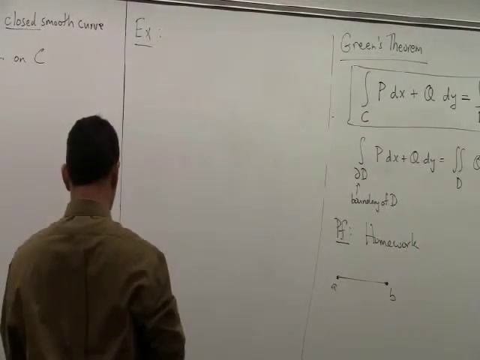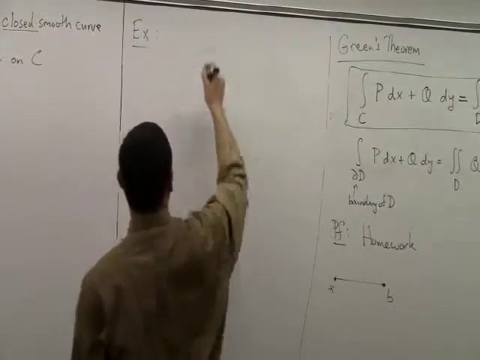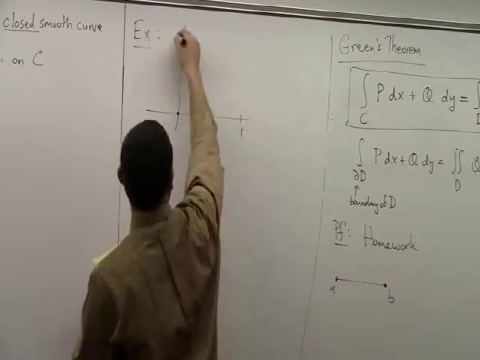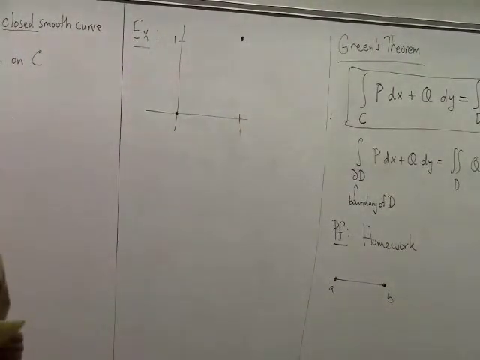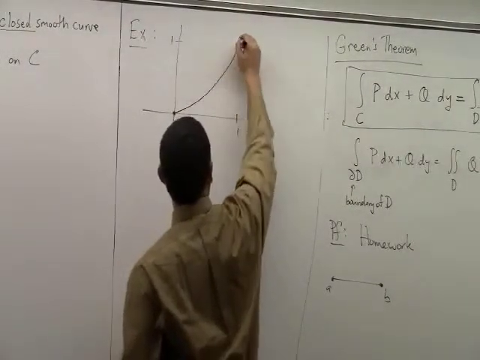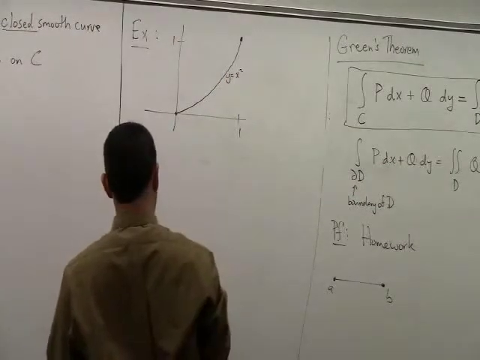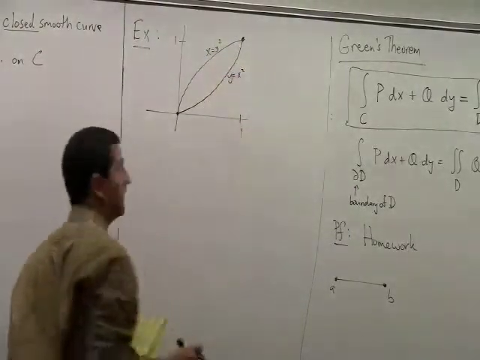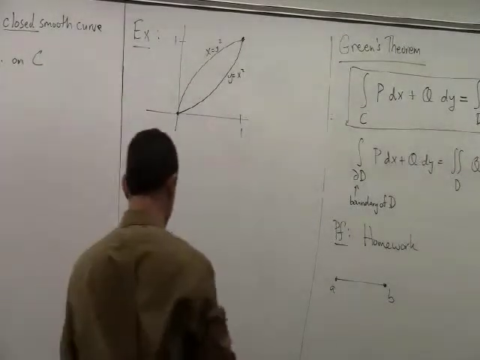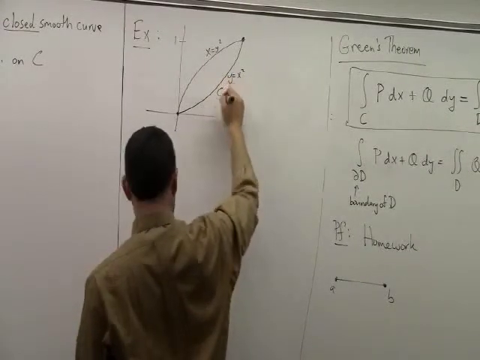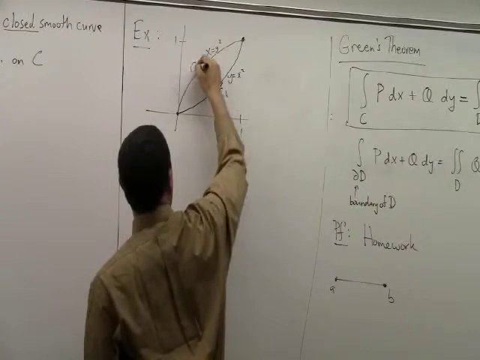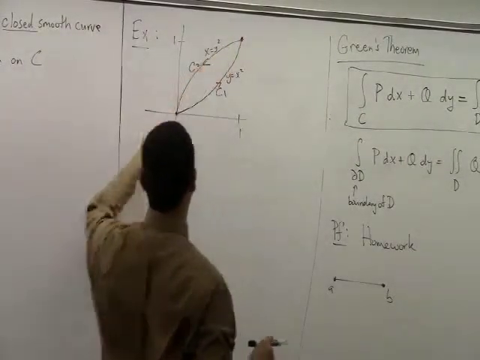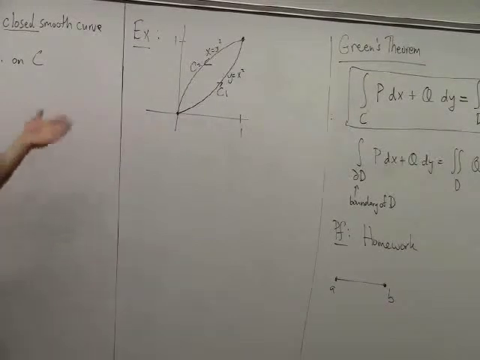So first, let me tell you what my contour is going to be. I'm going to start at 0, 0, and I'm going to end up at 1, 1. I'm going to head there in two different ways. First, I'm going to take y equals x squared, and then I'll take x equals y squared. If I call that C1, I'm going to go up C1, and if I call this C2, I'm going to go down C2. So I'm actually going to end up where I started. I'm going to go up and then down. This is a closed curve.